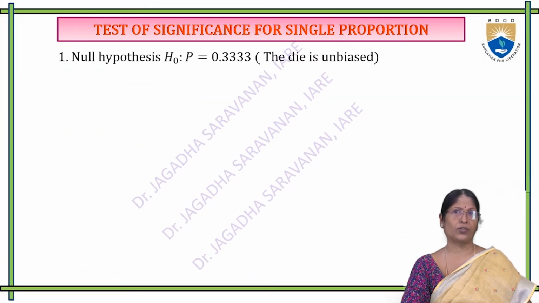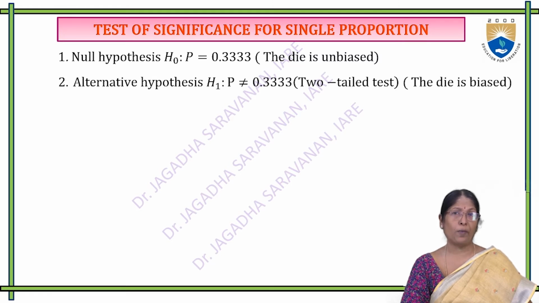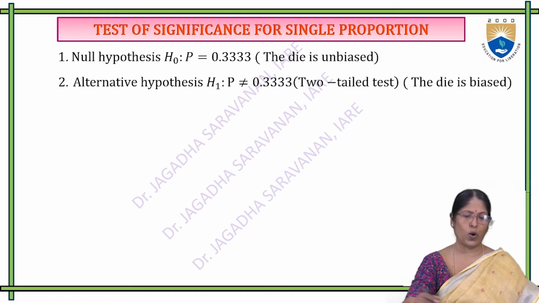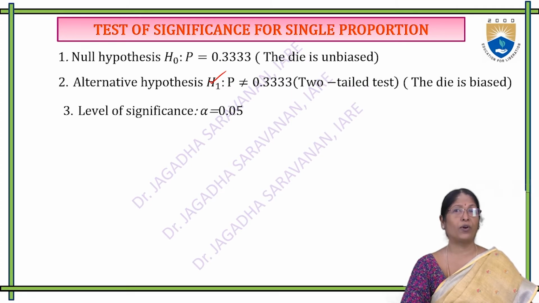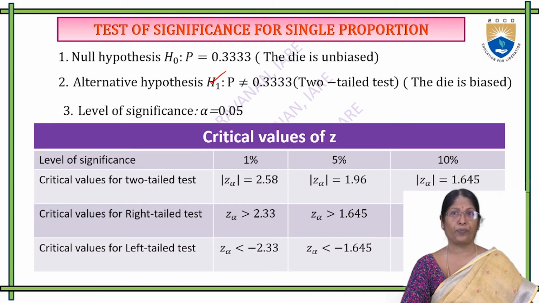So the null hypothesis is capital P equals 0.3333, the die is unbiased. The alternative hypothesis, H1, is the symbol of the alternative hypothesis, H1 colon P not equal to 0.3333, the die is biased. It is a two-tailed test. The level of significance alpha equals 0.05.